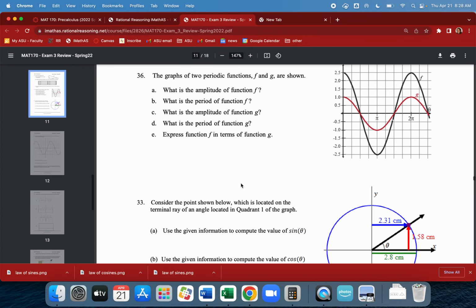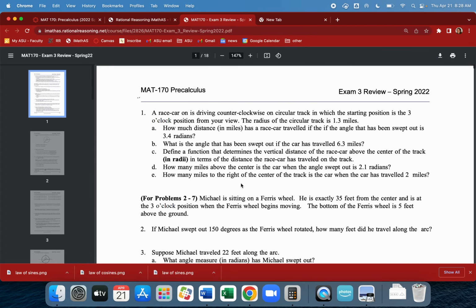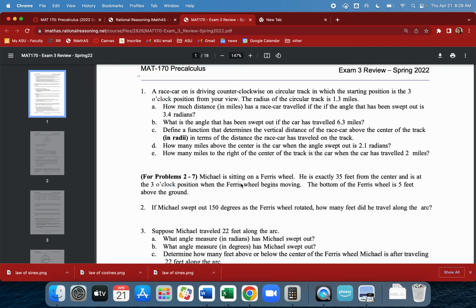But stuff that is on your test goes from the very beginning. We talked about how do you even measure angles? What does it mean to measure an angle? It's all relative to something, right?